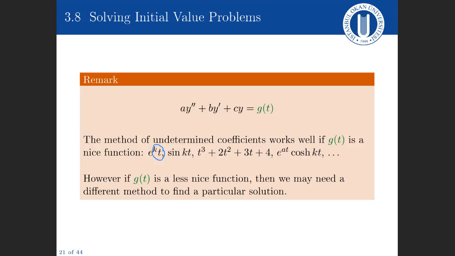So if we have a nice function like an exponential function, a sine, a cos, a polynomial, or some combination of nice functions, exponential function multiplied by cos, still a nice function. If we have nice functions like this, then we can use the method of undetermined coefficients and everything works nicely. However, if g(t) is not a nice function, then we might need to use a different method to find a particular solution.